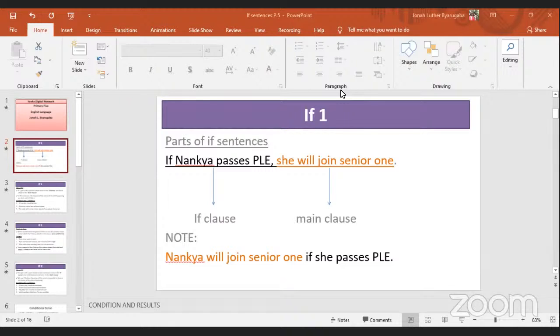Note, we can also begin with the main clause and end with the if clause. The only difference is that when you begin with the main clause, you don't use a comma to separate it from the if clause. When you begin with the if clause, after it you put a comma and then write the main clause. So you will have something like: Nancha will join senior one if she passes PLE.